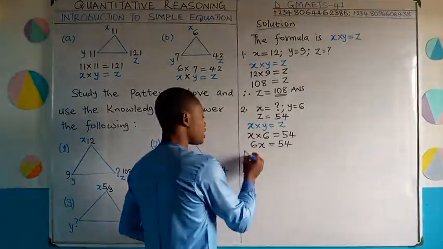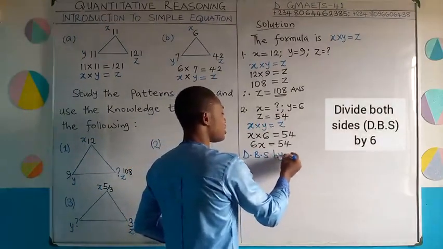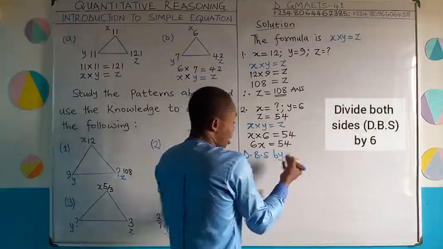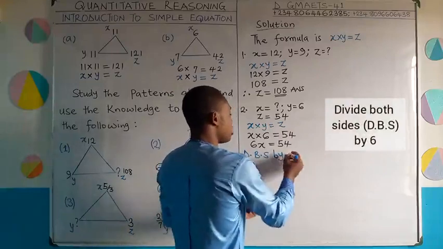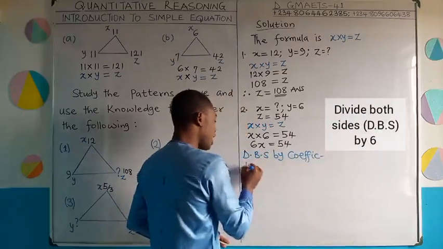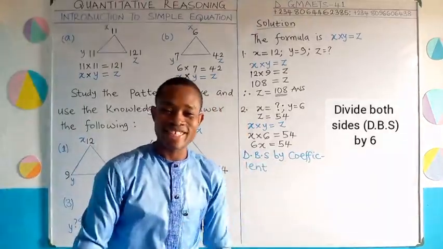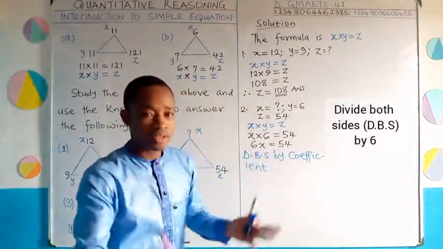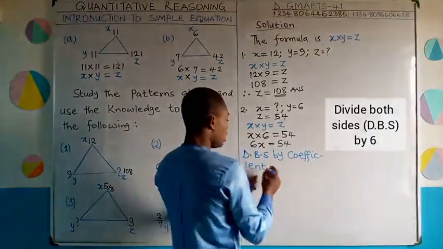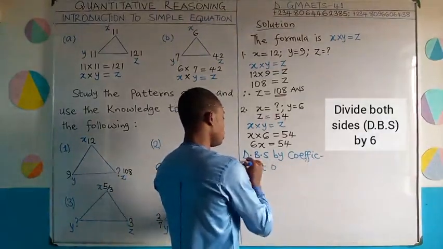Let me write it out, please. At this point, I'm going to divide both sides by 6. Okay, let me just write fully this time around: divide both sides by coefficient of the unknown. As we move further, I may not write coefficient of the unknown in all cases. I might just put divide both sides by that coefficient. Alright, let's go. Divide both sides by coefficient of the unknown.